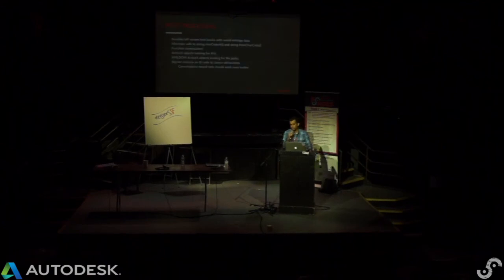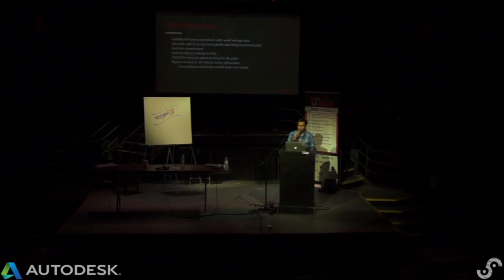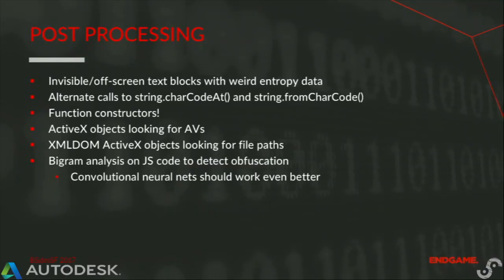So here are some of the features that we started collecting on the data to be able to classify whether a website is definitely bad or something suspicious is going on. And if it looks suspicious, maybe we should run it through a sandbox. An invisible off-the-screen text box with weird entropy, that we saw earlier, is a telltale sign of encrypted code. Alternate calls to string manipulation functions like these are used heavily for decryption. Function constructors seem quite fishy. ActiveX objects looking for AV, definitely bad. XML DOM loading XML that starts with res:// looking for file paths, definitely bad.